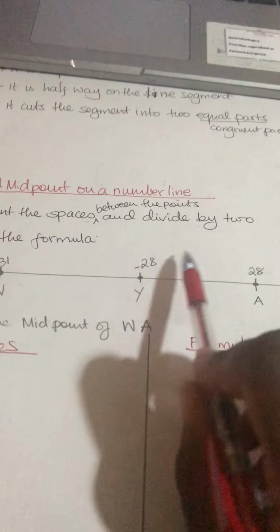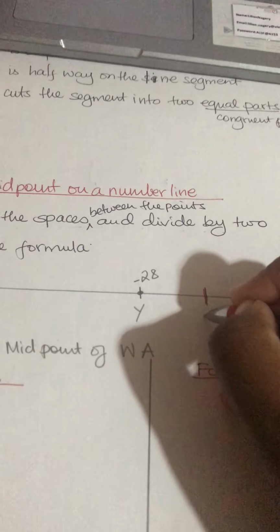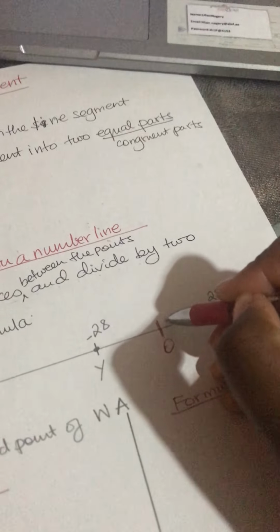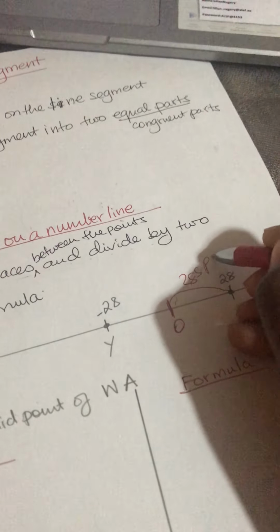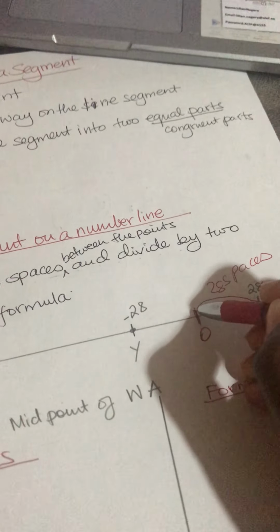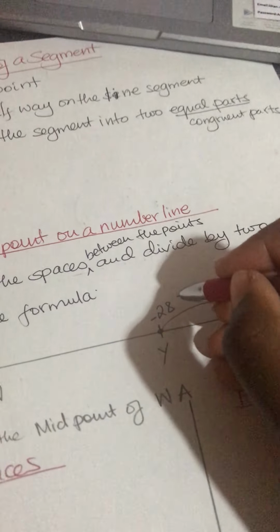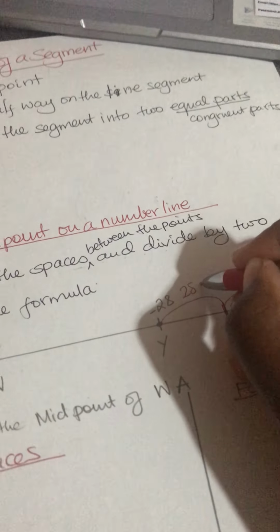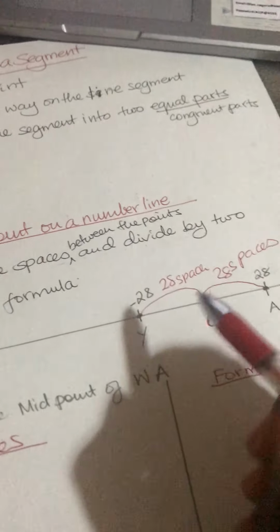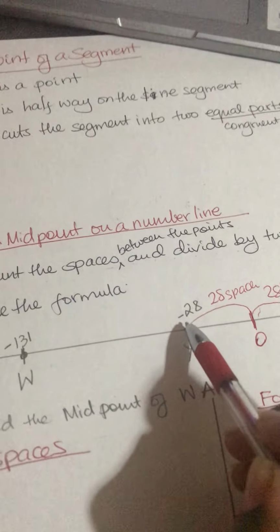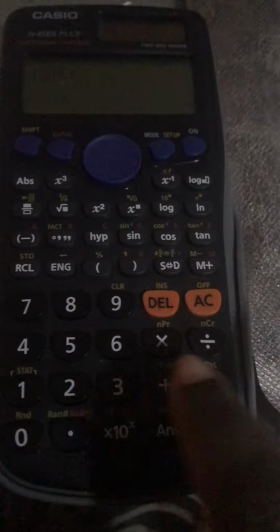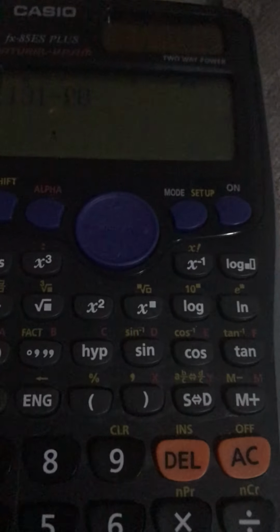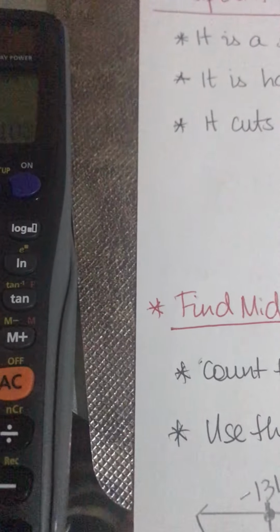0 is always in between the negative and the positive number. So this is 0. So from here to here, I know I have 28 spaces. Now, if I already have 28 spaces, how much more spaces do I need to get to 131? What I will do is I will minus 131 with 28. And I get 103.